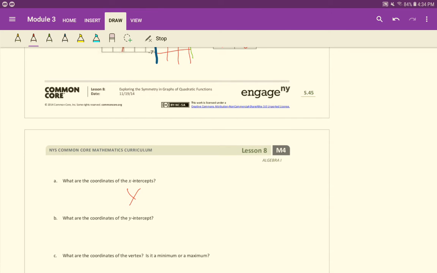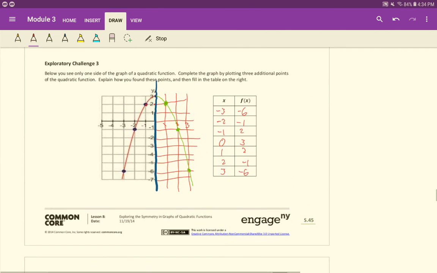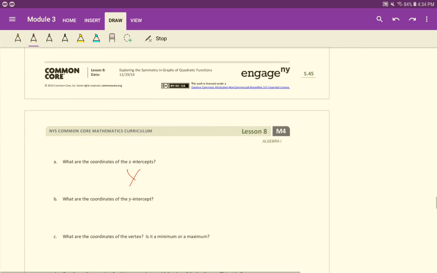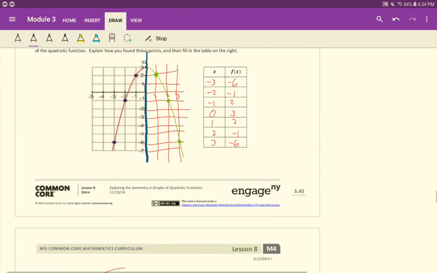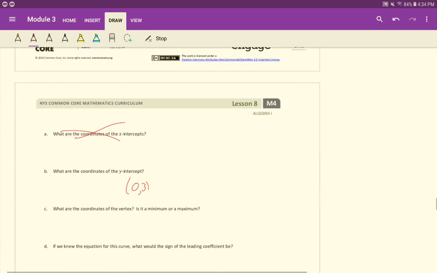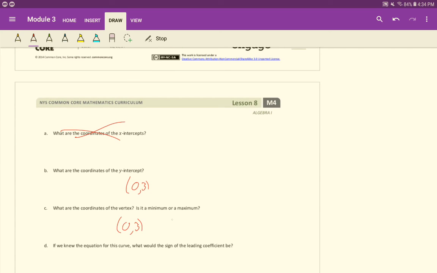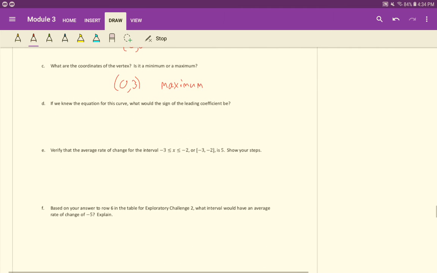So we're going to hold off on that question for right now. We'll skip it. Okay. What are the coordinates of the y-intercept? Well, that's what we can see right here. Okay, so 0, 3. What are the coordinates of the vertex? Also 0, 3. Is it a minimum or a maximum? It's a maximum. Okay, go ahead and try and answer the rest of these questions here on your own. See what you can come up with before I answer them all.